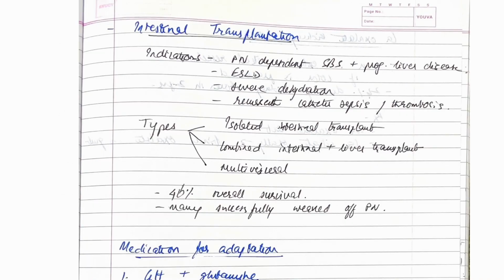Intestinal transplantation. The indications are parenteral nutrition dependent SBS plus a progressive liver disease, end-stage liver disease, severe dehydration despite adequate nutrition and supply, recurrent catheter sepsis or thrombosis. The types of intestinal transplantation, you can either do an isolated intestinal transplant, you can do a combined one with a liver transplant, you can do a multivisceral one as well. 46% overall survival rate, and many are successfully weaned off parenteral nutrition.